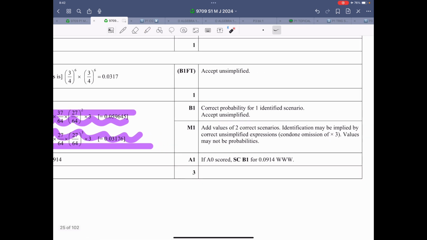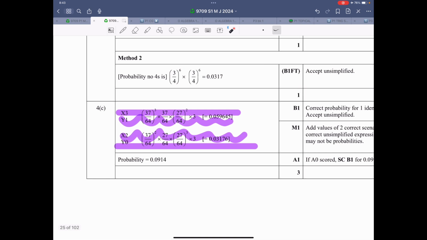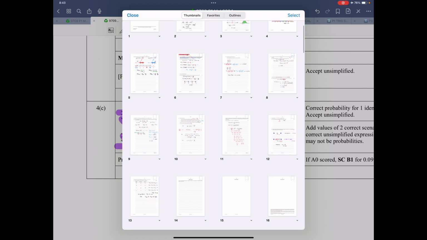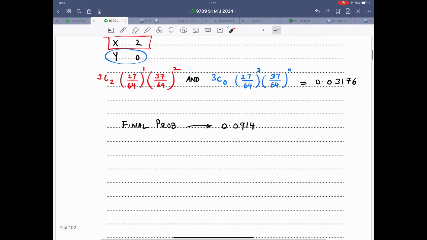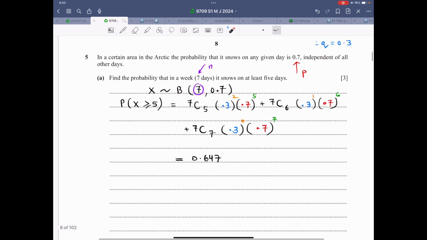Correct probability for one identified scenario, except unsimplified, add values of 2 correct scenarios, identification may be implied, correct unsimplified expression, condone omission of 3, values may not be probabilities, and so on. So do not go into all these details. Just focus on understanding the concept thoroughly and then applying it. Yes, do double check your answers from the mark scheme, but sometimes the method is not up to your level.